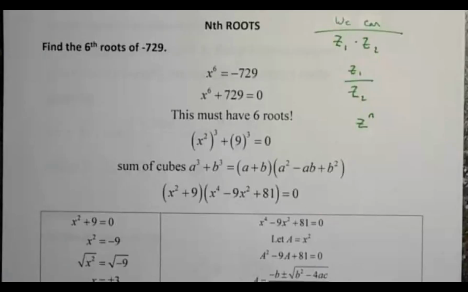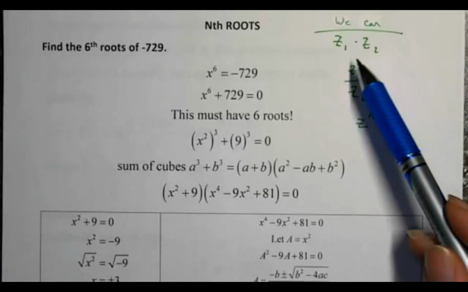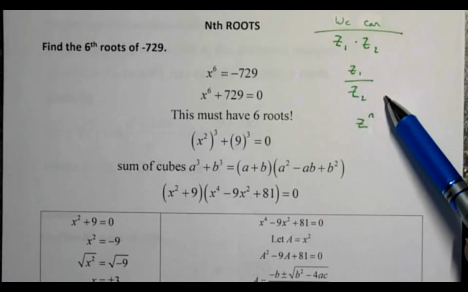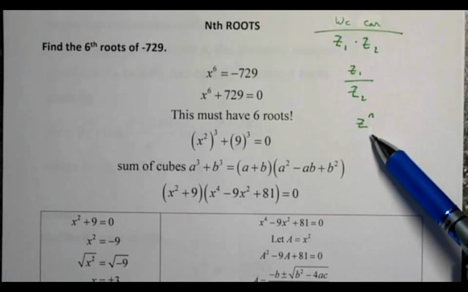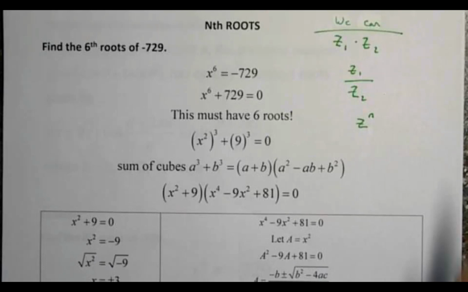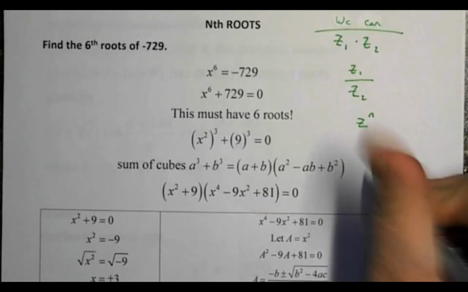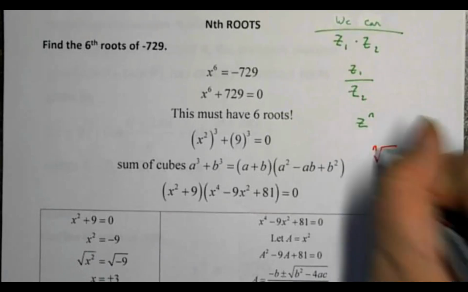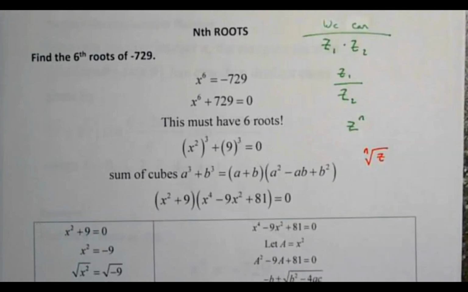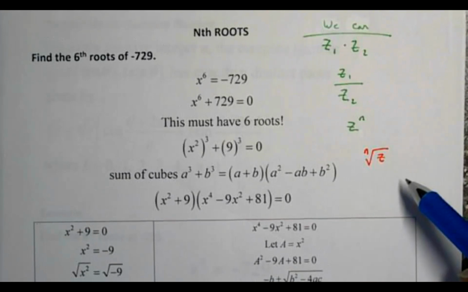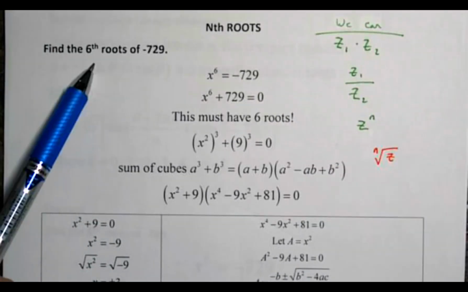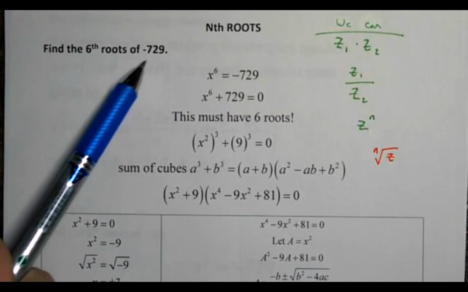Okay, at this point, we can multiply complex numbers. We can divide, find the quotient of complex numbers. We can raise a complex number to the nth power. And now what we're going to do is find the nth root of a complex number. So this is our objective today. Here I want to find the sixth roots of negative 729.